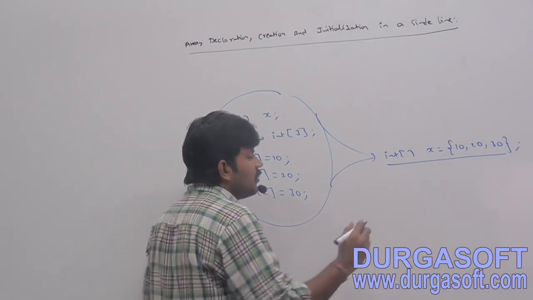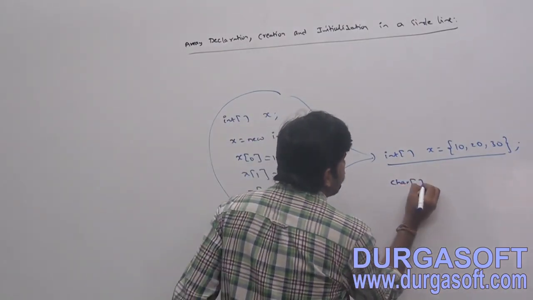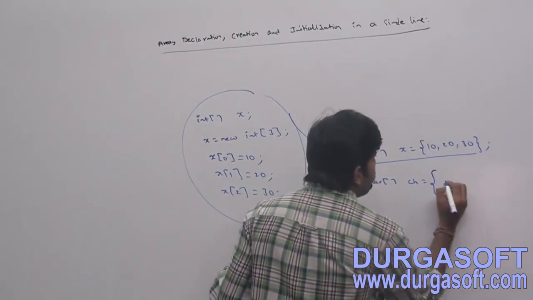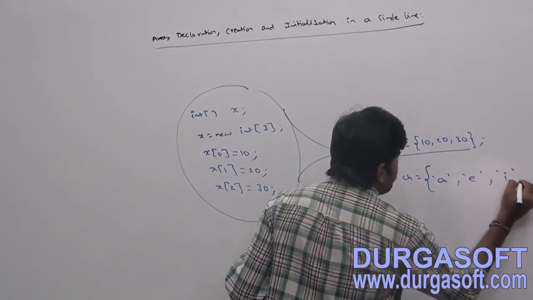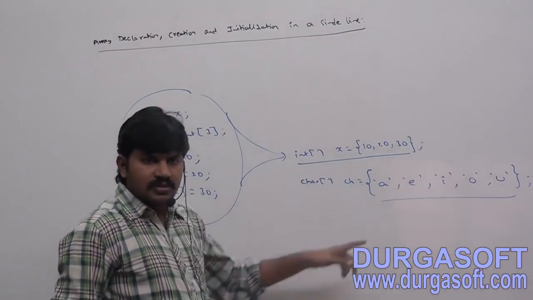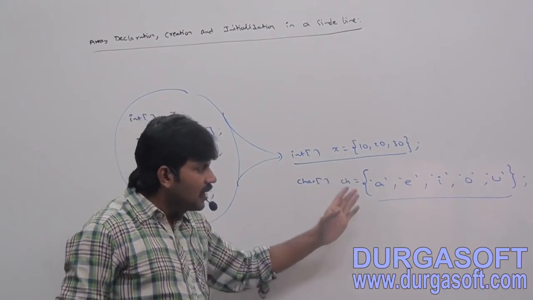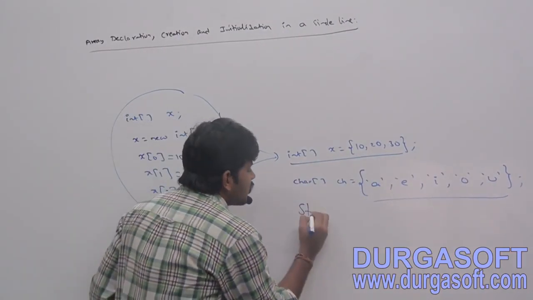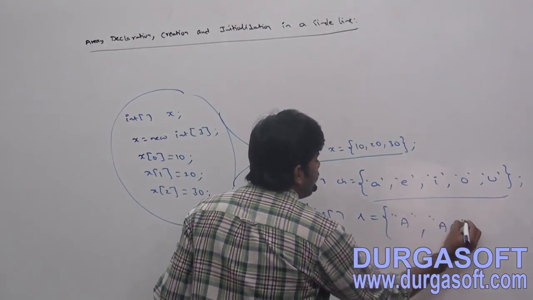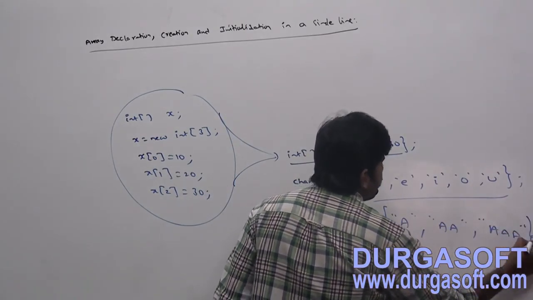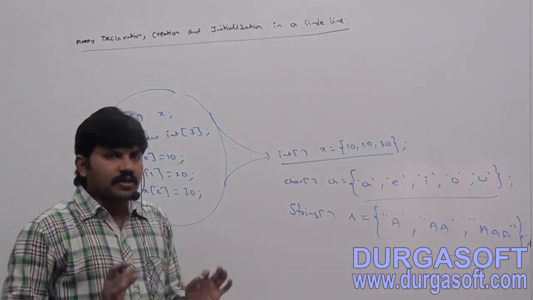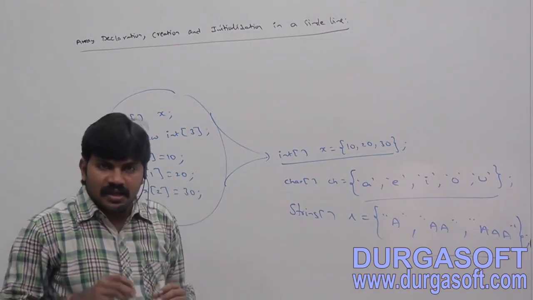Next, we can even use it for a char array: char array ch is equal to a, e, i, o, u. These are nothing but vowels. So char array ch is equal to a group of characters. Next, string array s is equal to a group of string objects. This type of thing is nothing but shortcut representation. We can declare, create, and initialize an array in a single line.